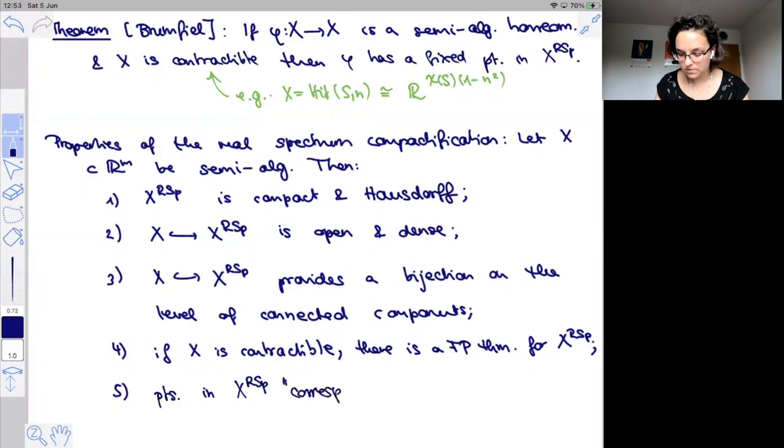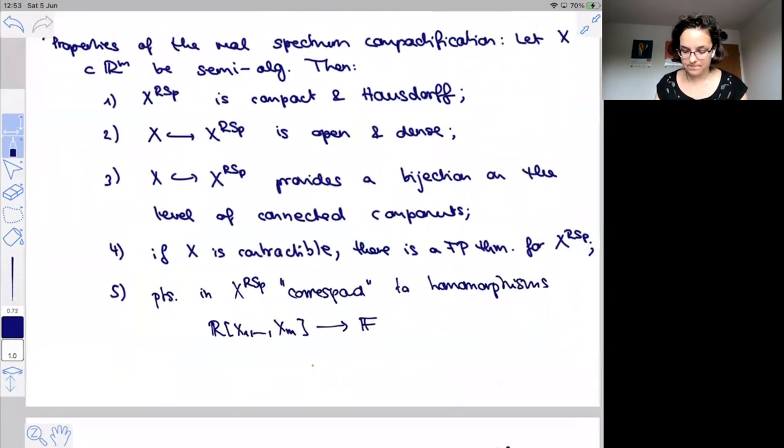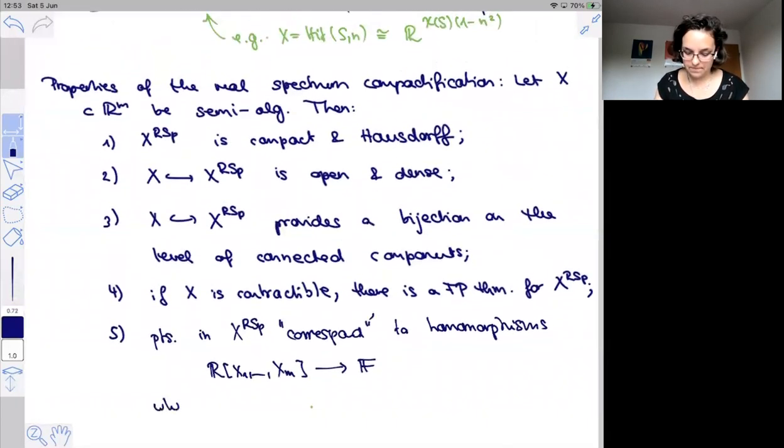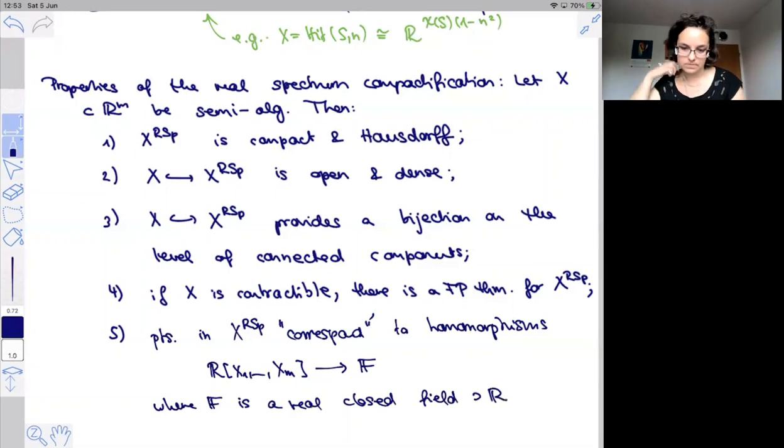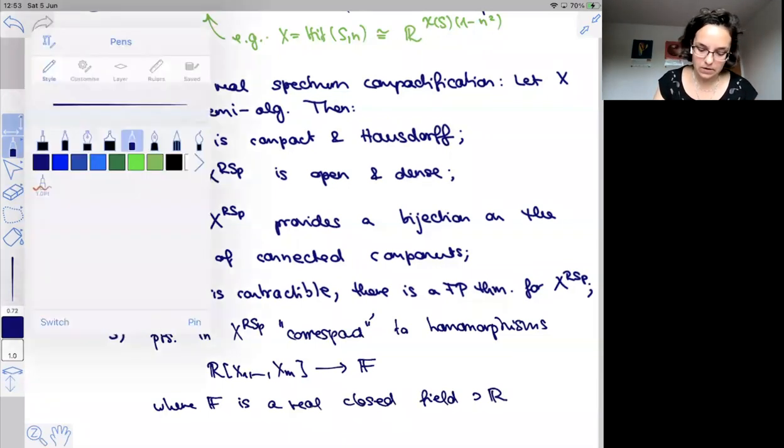correspond to homomorphisms from the coordinate ring in m variables into F, where F is a real closed field containing R. Okay, I'll define in the next slide what real closed field means, but let me make one remark.